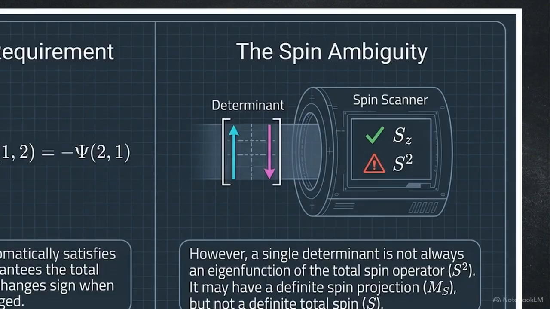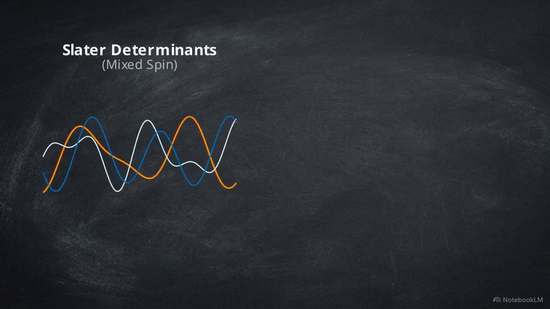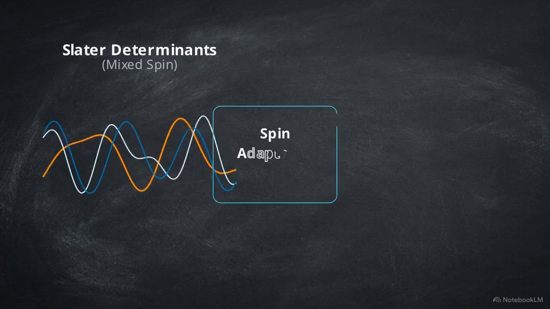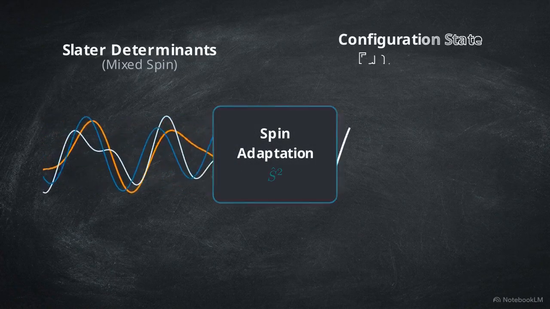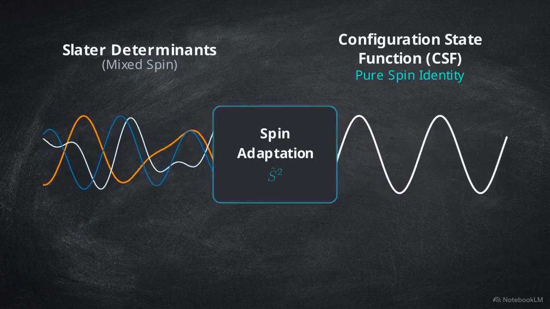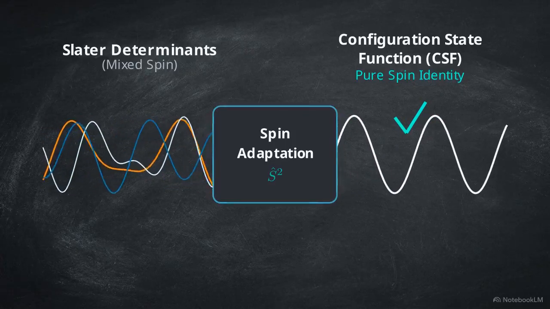This conceptual interface illustrates the problem. A single determinant is a reliable eigenfunction of the Sz operator, calculating a definite spin projection, ms. But it's rarely an eigenfunction of the S² operator. The total spin remains undefined, contaminated by competing states. Satisfying the Pauli exclusion principle is only the baseline requirement. A valid quantum simulation cannot proceed without wavefunctions that possess a pure, cleanly defined total spin identity.